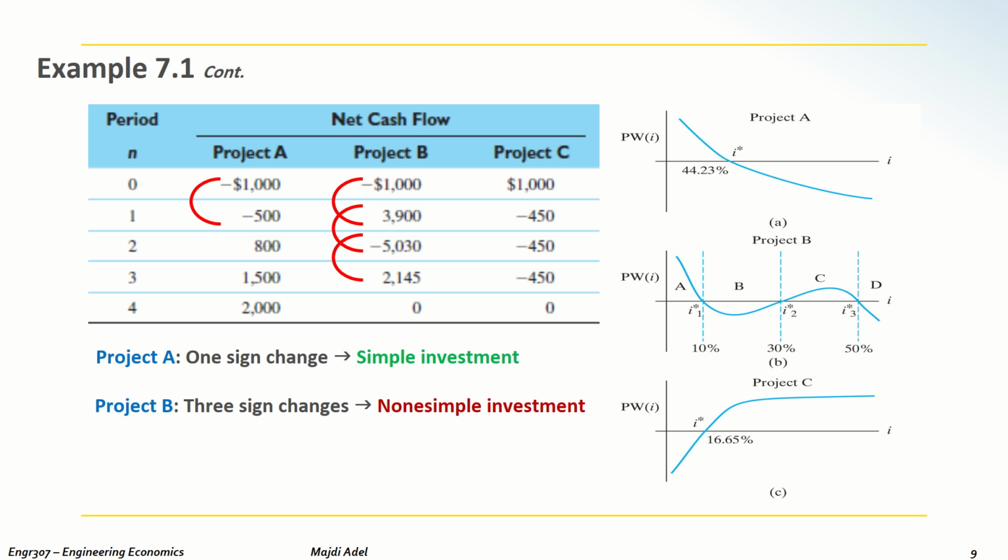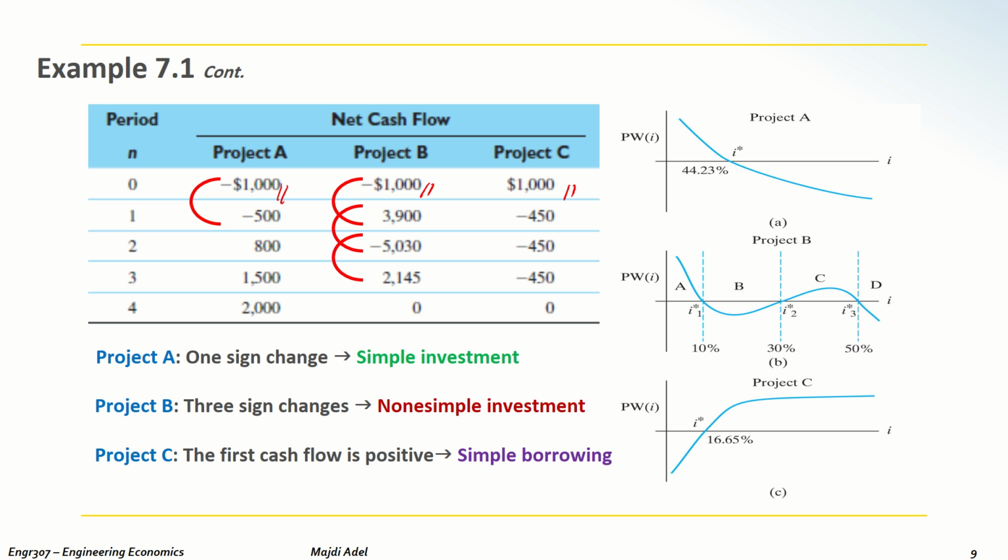For project B, it starts negative, and note that project A starts negative, and also project B starts negative, but project C starts positive. In project B, it starts negative and changes the sign 3 times, so it is non-simple investment. For project C, it is different because it starts positive. We call it simple borrowing investment. It cannot be classified either as simple or non-simple. We can't classify it as simple or non-simple.